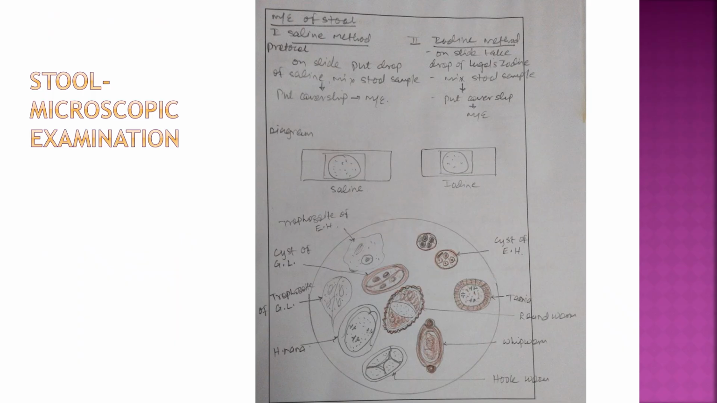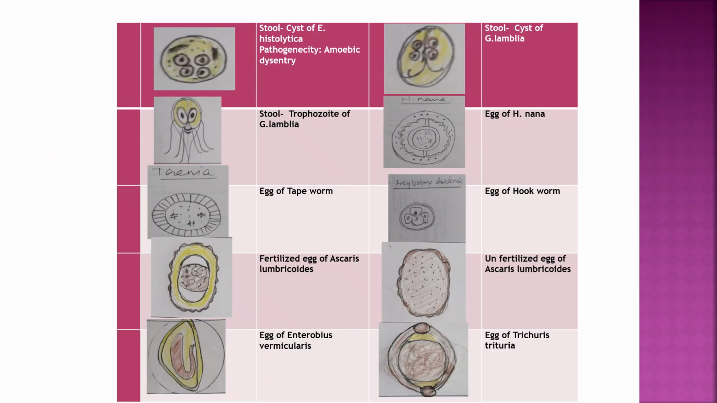In stool microscopic examination, we can see different morphological forms of the parasites. First is the cyst of Entamoeba histolytica, in which we can see 4 nuclei. Then the cyst of Giardia lamblia, in which we can see 4 nuclei, but the cyst is usually oval. Then the trophozoite of Giardia lamblia.